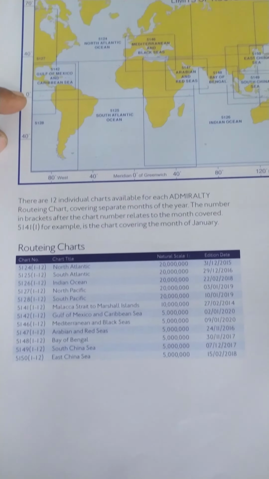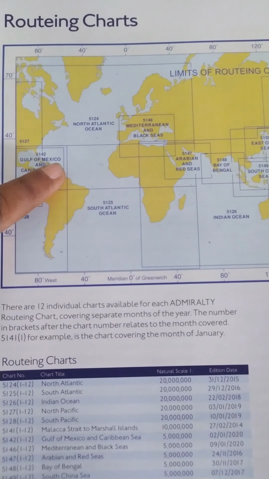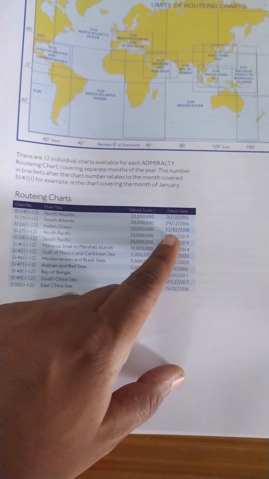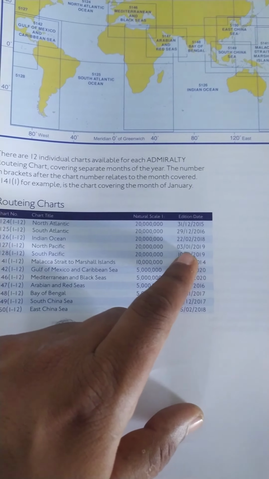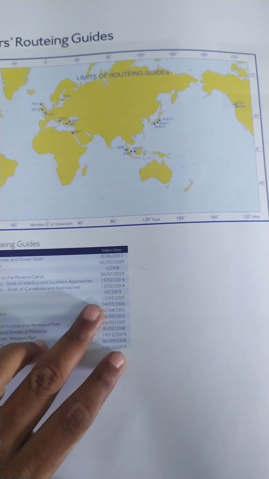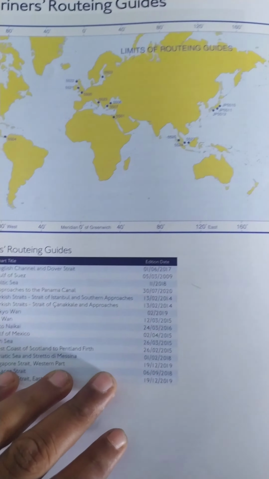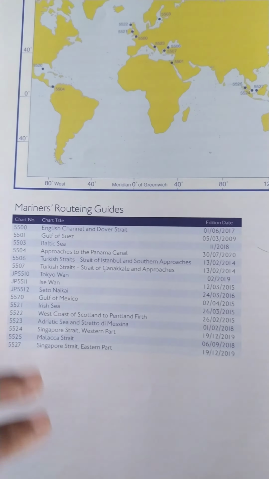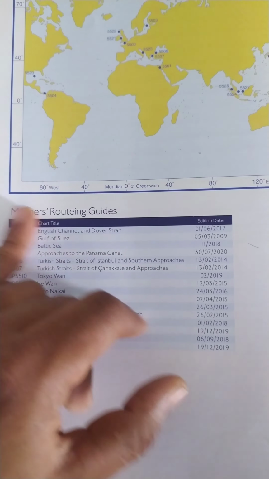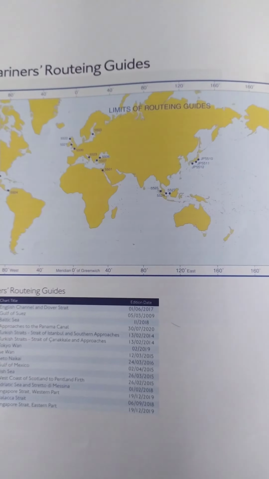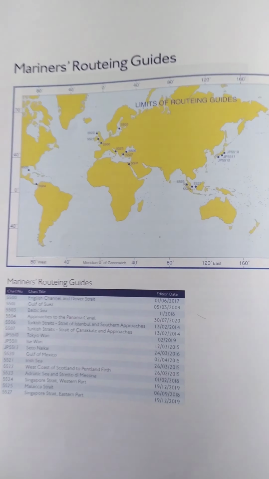These are the charts that give you the weather conditions of an area, and all the edition dates are given here. So you will have to find out if the charts in your ship are of the current edition. Again, mariners routing guides. Routing guides are charts that are used for some channels, suppose you are crossing the Panama, the Singapore Strait, the US canals, all those areas, the routing guides are given. This will give you the conditions that have to be followed, the reporting limits, all those.